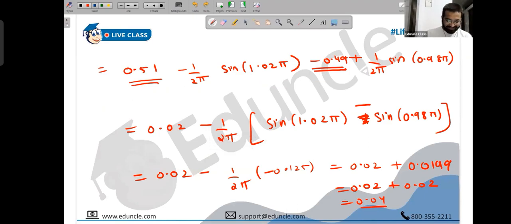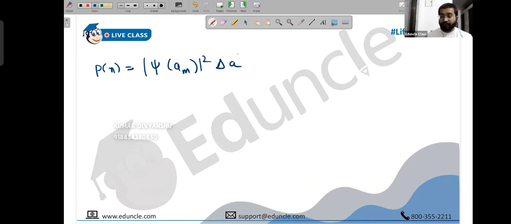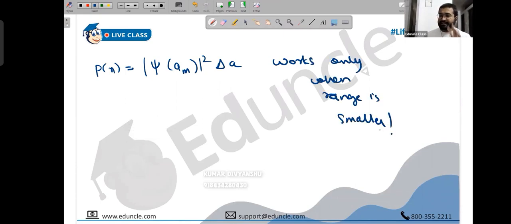Okay. So the thing is, this is fine. Whenever you have a small range, this thing can work. That is, probability can be written as mod psi a mean square into delta a. It works only when the range is small. Sir, how small? See, the smaller the range, the more accurate the answer; the larger the range, the greater the error.